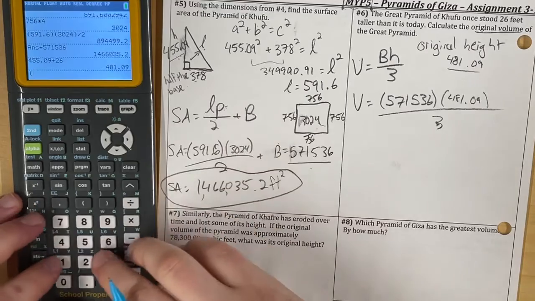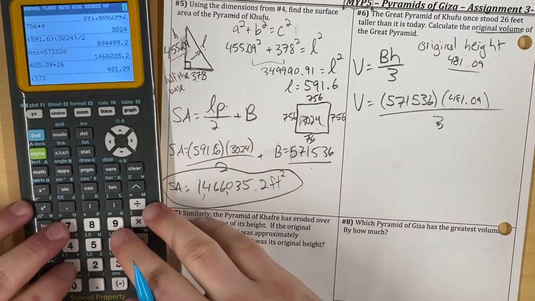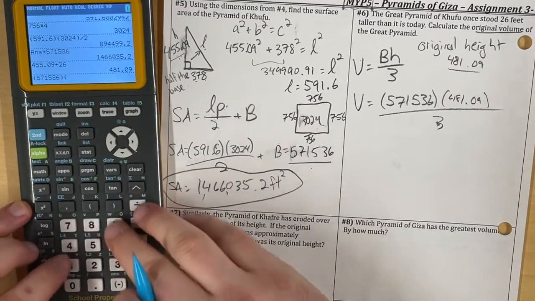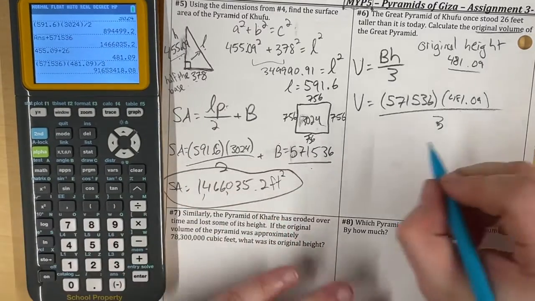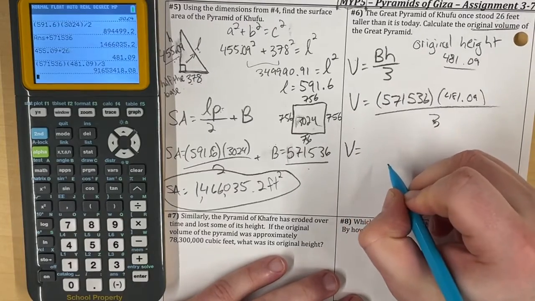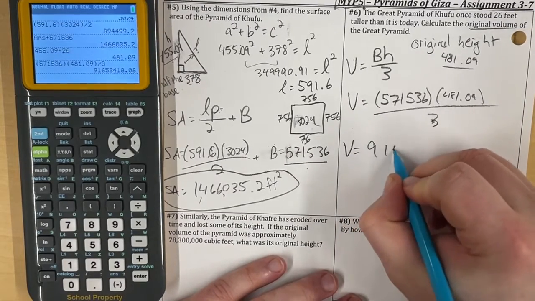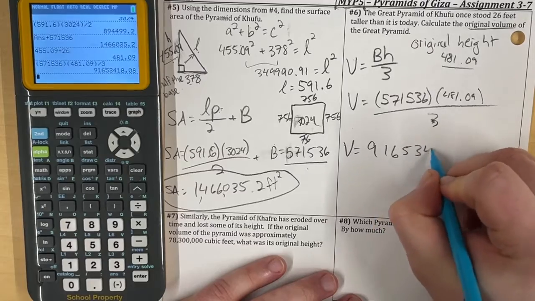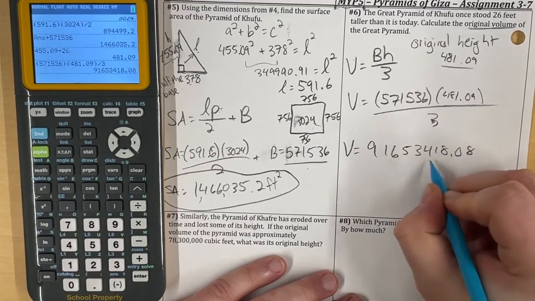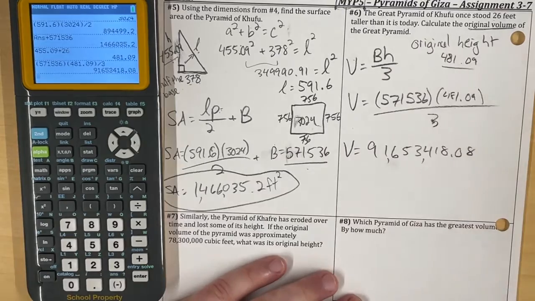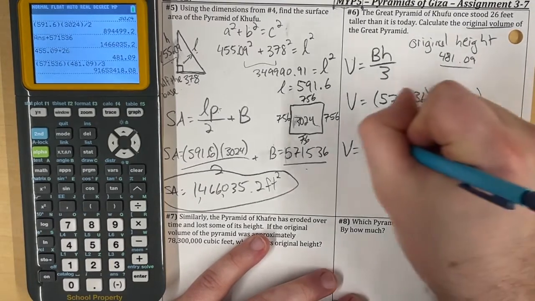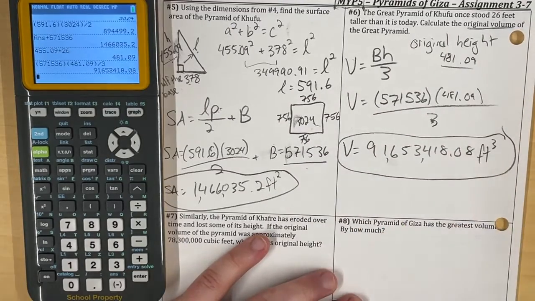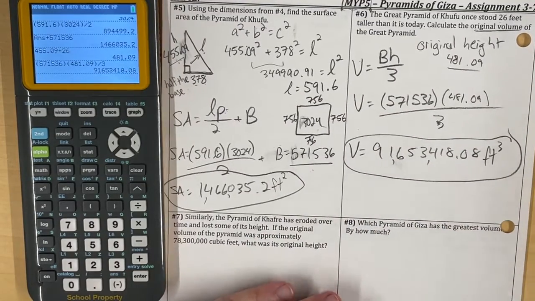So let's do it like this: 571,536, and we have 481.09, all divided by 3. So I'm going to say that original volume is going to be 91,653,418.08 divided by 3. So, a very large number. Make sure you include those units to the third power since we're talking about volume. We've got over 91 million, and then we have feet cubed.